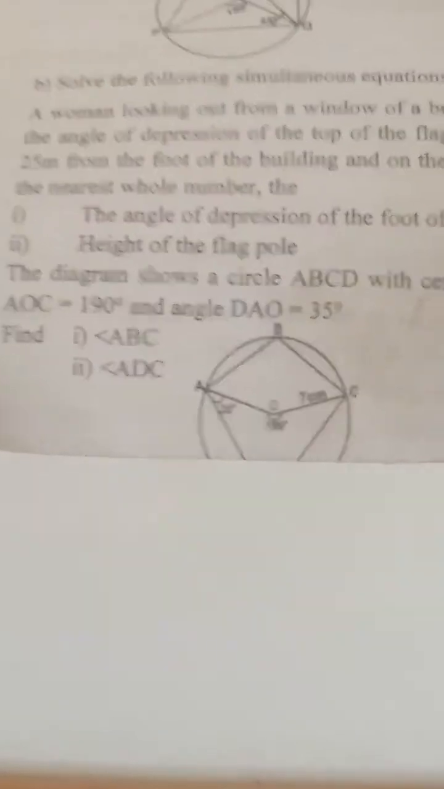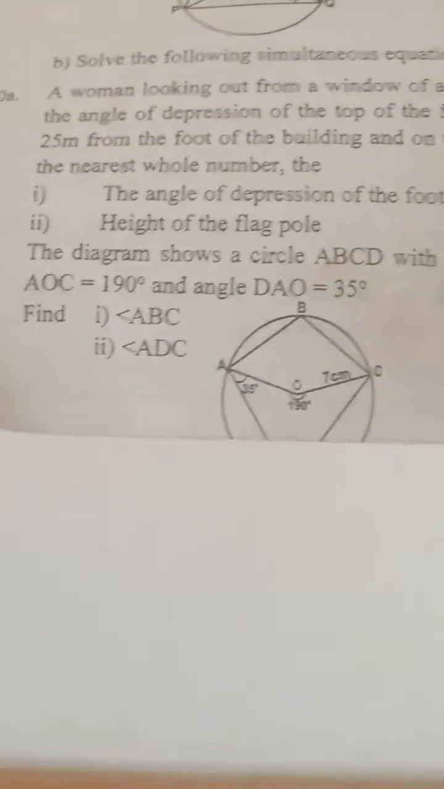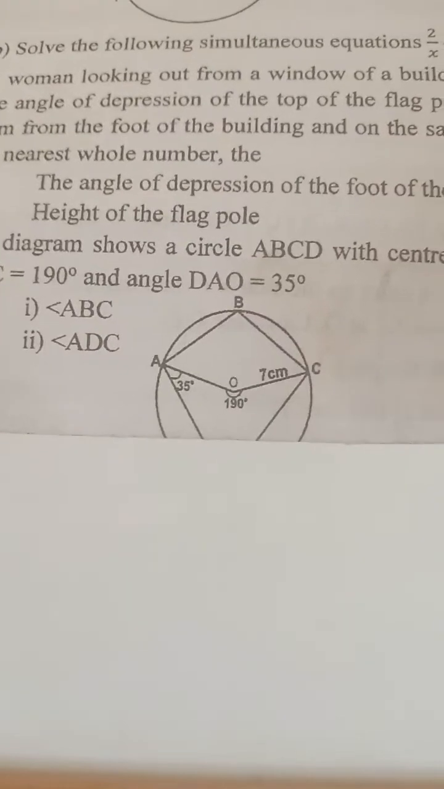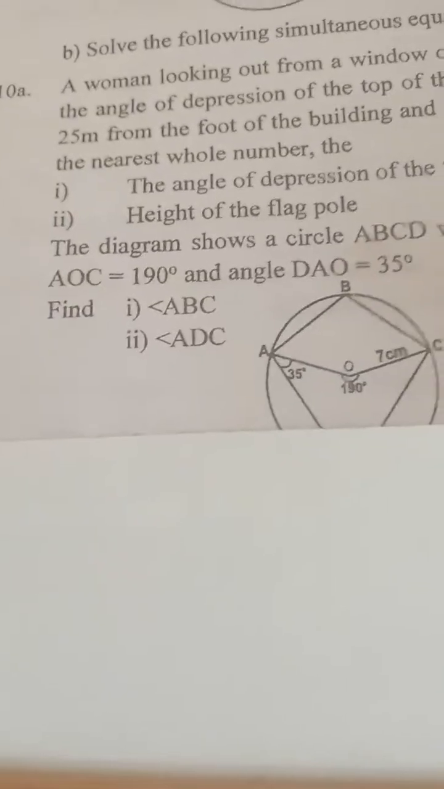the first, the angle of depression of the foot of the flagpole from the woman, and the next, the height of the flagpole. Then afterwards, we take the number 10, that's the geometry question, which is B.